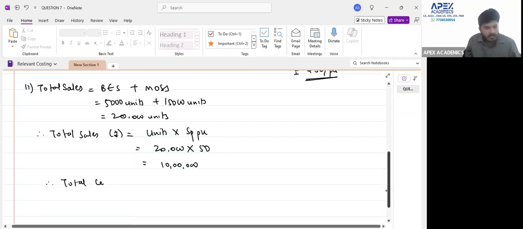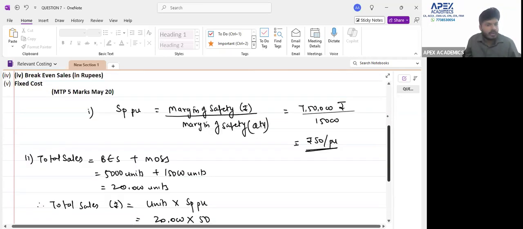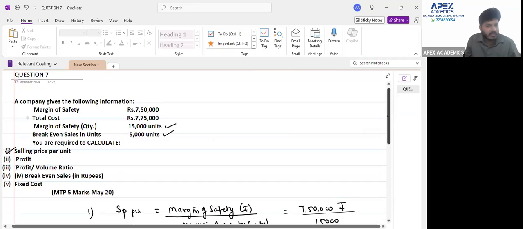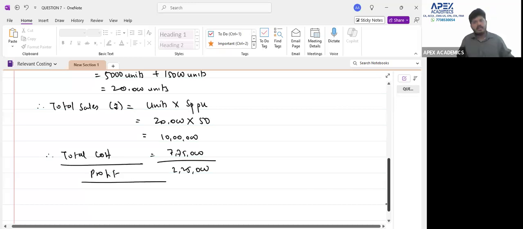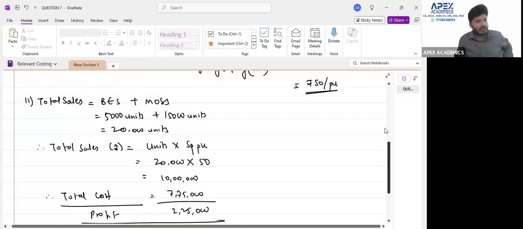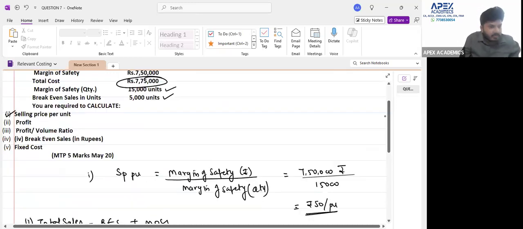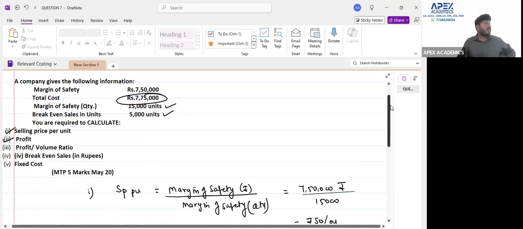total cost is also given to you. कितना है total cost? 7,75,000. टोटल सेल्स माइनस टोटल कॉस्ट कितना हो गया? 2,25,000, ये क्या बन गया? ऑटोमेटिकली आपके सामने प्रॉफिट आ गया। अग्रीड और डिसएग्रीड? इजी है, बहुत इजी है। नेक्स्ट, प्रॉफिट वॉल्यूम रेशियो। Interesting.